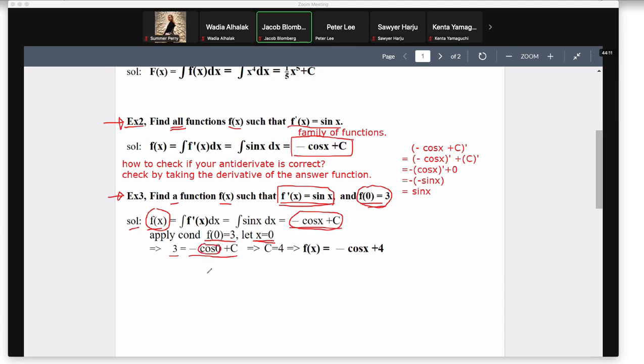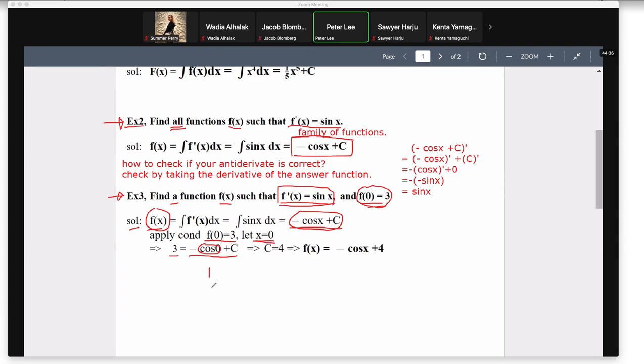What is cosine 0? Is it 0 or half? Is cosine 0 equal to 0, or is it half? Can you tell me? What is cosine 0? Say 1. That's right, it's 1.